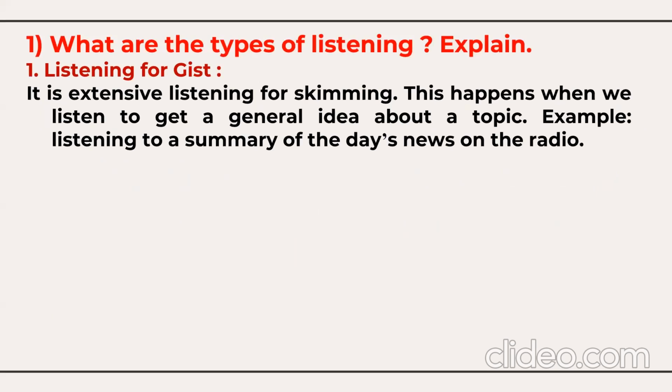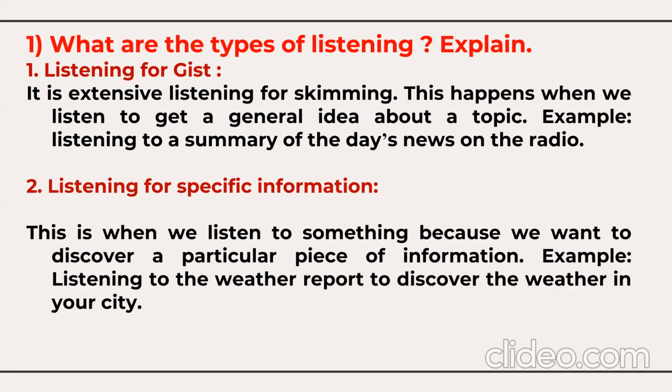Number one, listening for gist. It is extensive listening for skimming. This happens when we listen to get a general idea about a topic. For example, listening to a summary of the day's news on the radio. Second type of listening, listening for specific information. This is when we listen because we want to discover a particular piece of information. Example, listening to the weather report to discover the weather in your city.